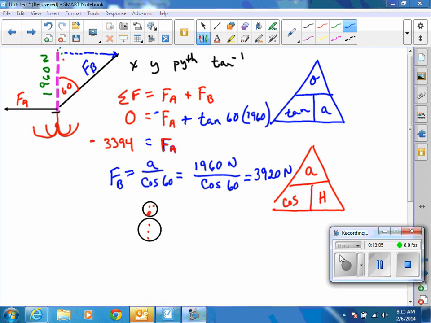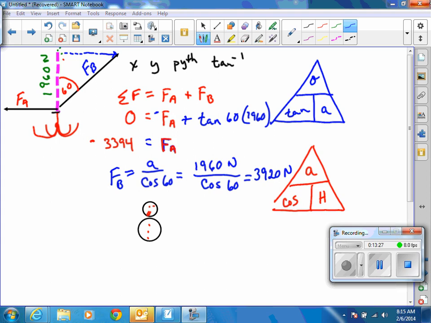Zach just asked a great question. He said, how come the force of the one doesn't add up to the force of the other? Which way is FB pulling? So not only does it have to pull across, but it also has to pull up. So you have to add those two forces together. And that's why FB is much, much more than FA, because FA only has to pull across.